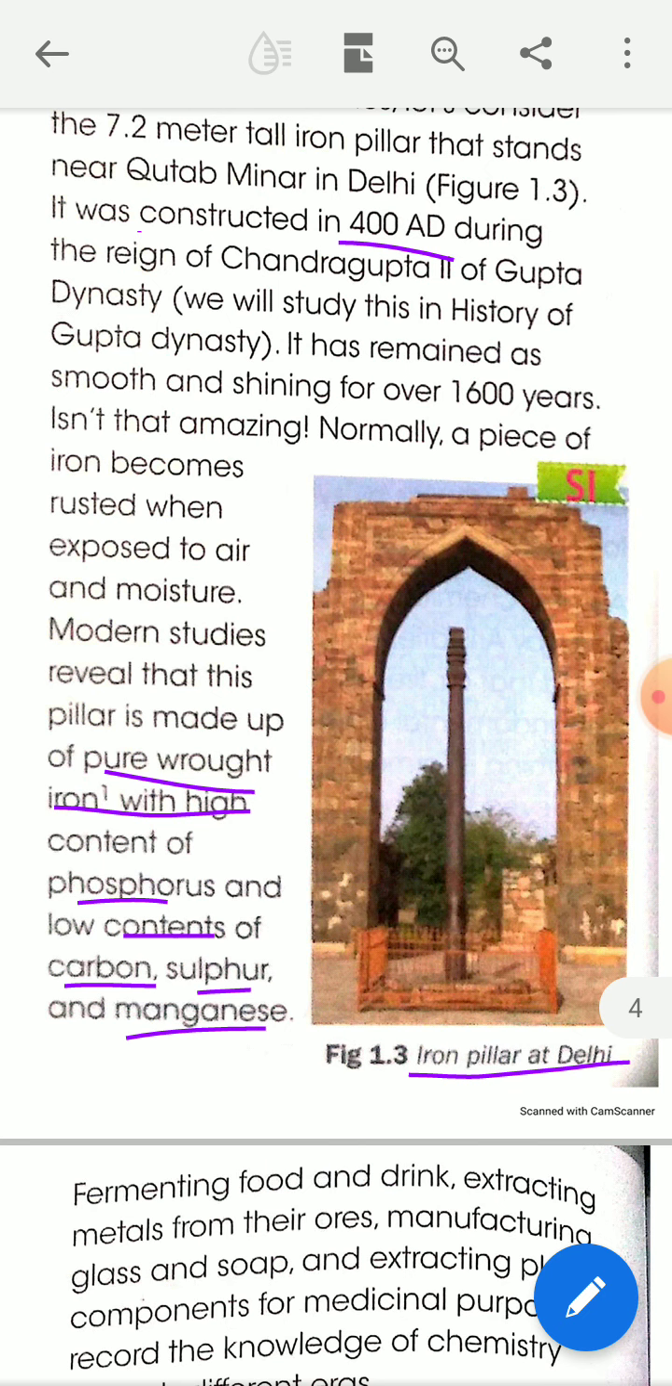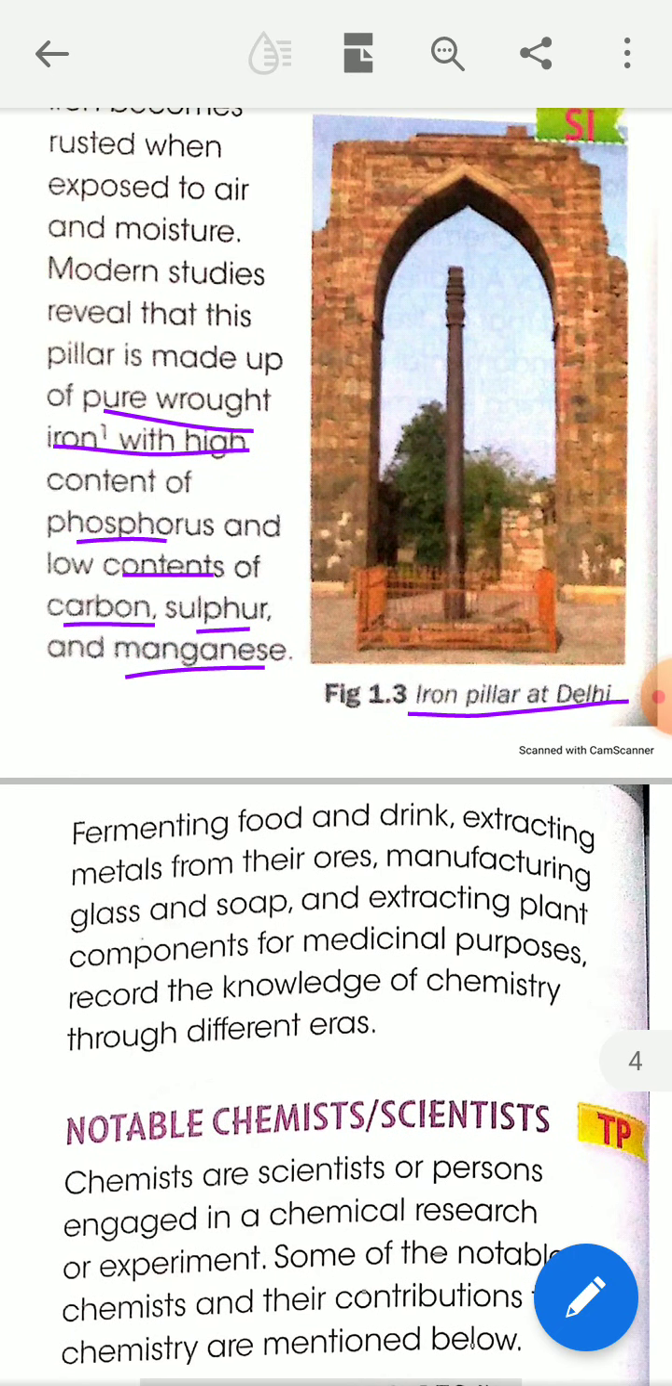Fermenting food and drink, extracting metal from their ores, manufacturing glass and soap, and extracting plant components for medicinal purposes record the knowledge of chemistry through different eras.